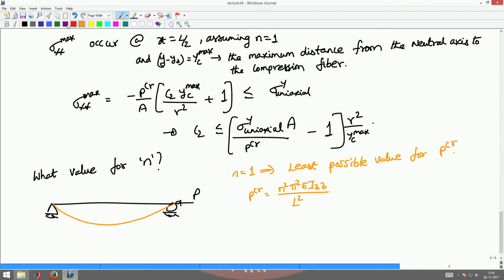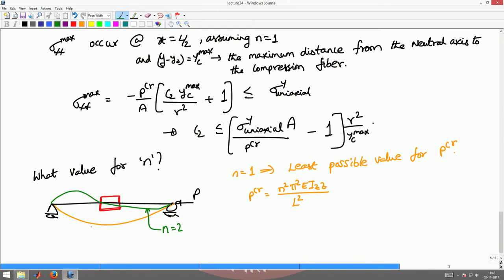However, if I were to strengthen this structure at midspan by putting some extra rigid supports, or stiffen the member by providing extra plates at the midspan, this deformation is not possible, and it should deform into something like this, which happens when n equal to 2. So, in that case n would be 2. If I were to put additional stiffeners at L by 4, L by 2 and 3L by 4, then higher modes of buckling will occur.